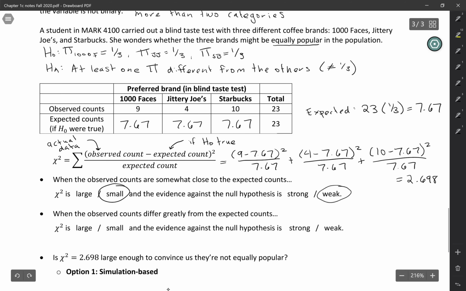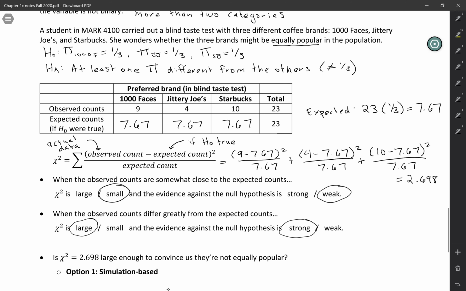Whereas if the observed counts differ greatly from the expected counts, that's going to lead to a large chi-squared statistic and strong evidence against the null because the actual data was really far from what the null hypothesis told us to expect. So we're using sort of loose words here, like close and differ greatly.